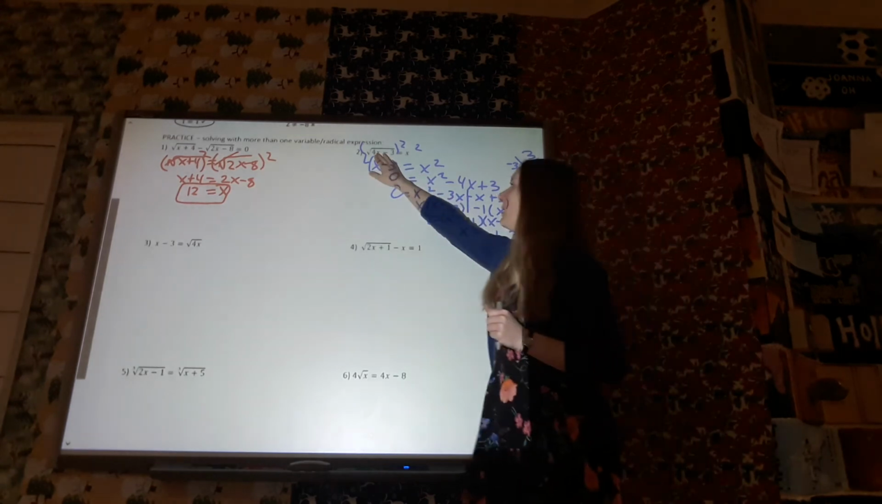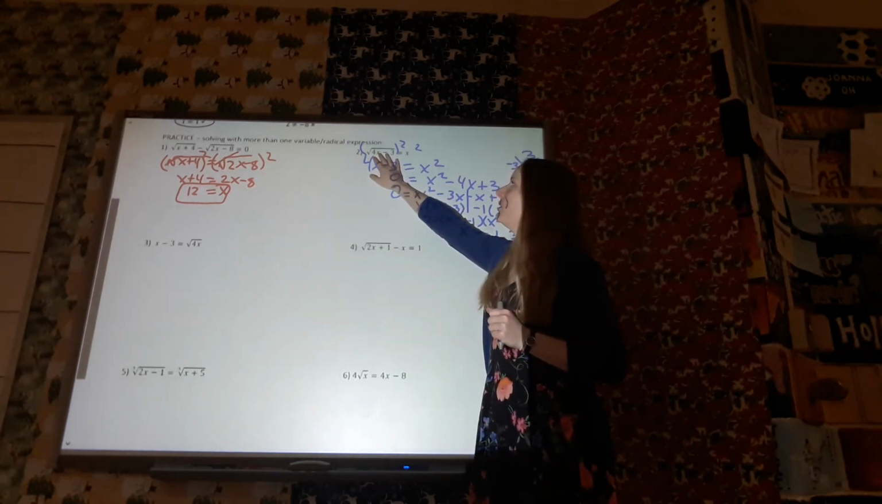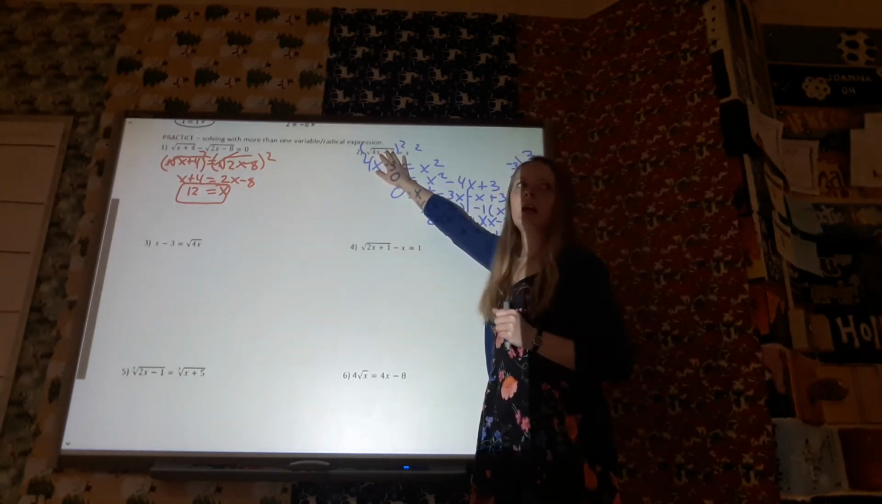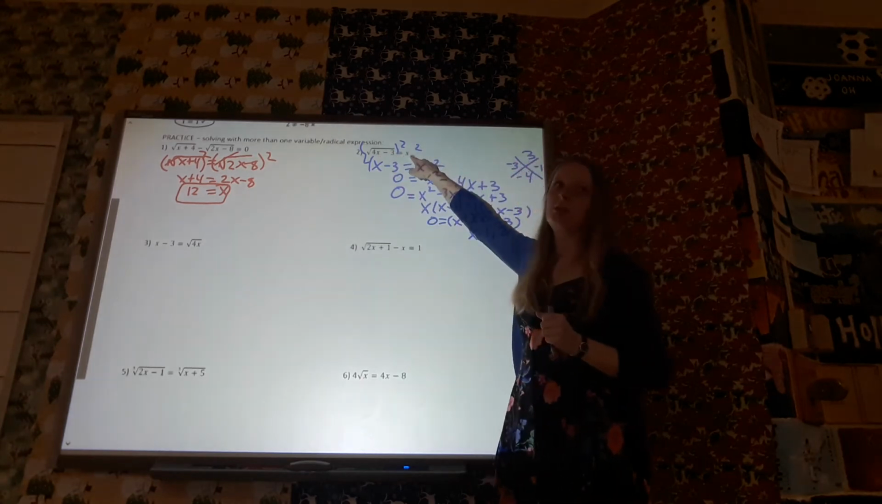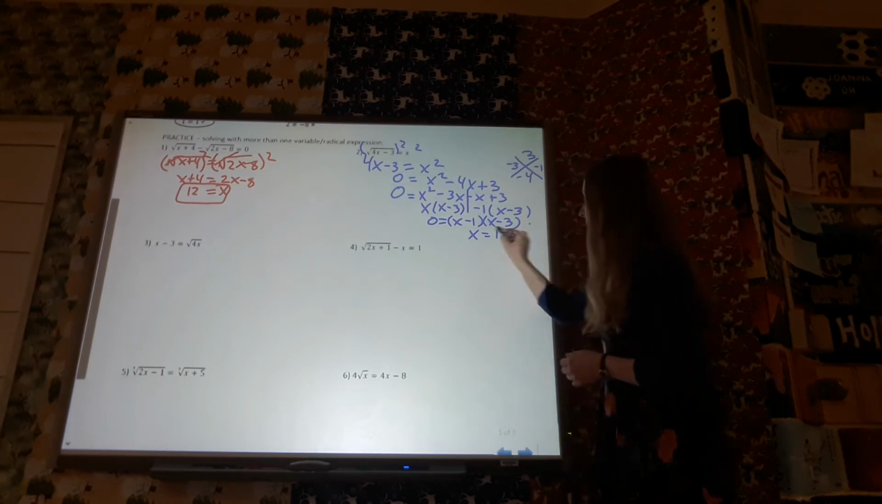Then I'm going to take 3. 4 times 3 is 12. 12 minus 3 is 9. Square root of 9 is 3. And when I take 3 and plug it in here for x, 3. So 3 equals 3, both of them.